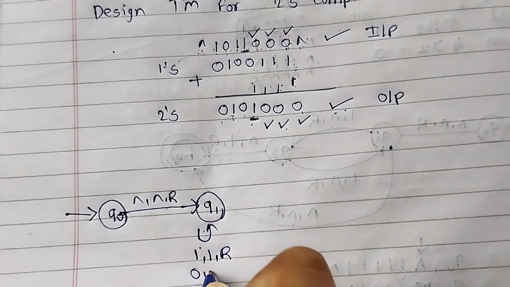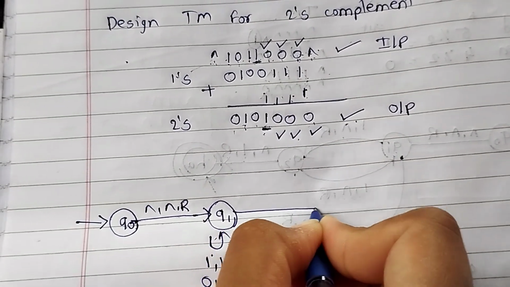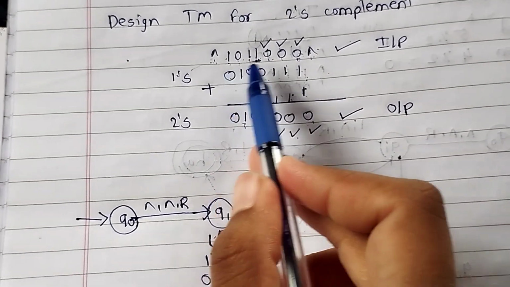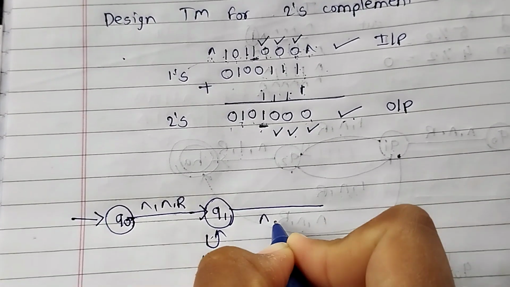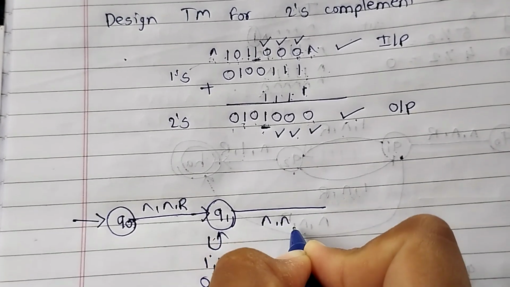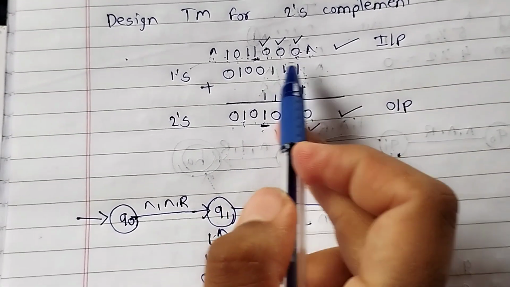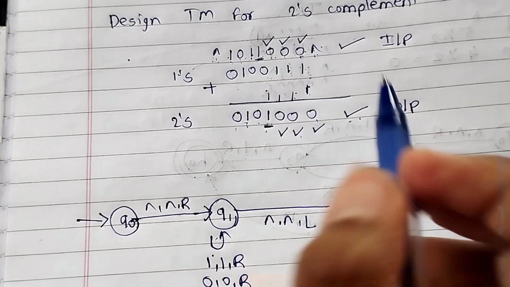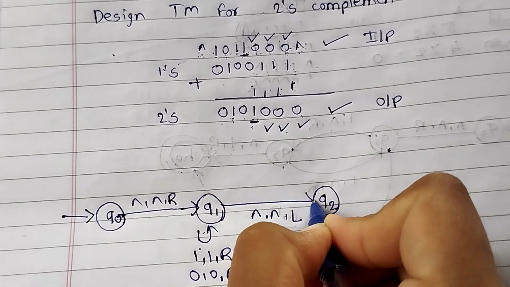If you read 0, keep 0 as it is and move to the right, until you reach the null after traveling all the symbols. Then you read null, keep null as it is, and now start to travel to the left side. In the left side, this is the Q2 state.